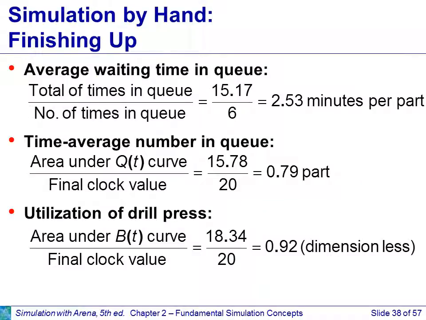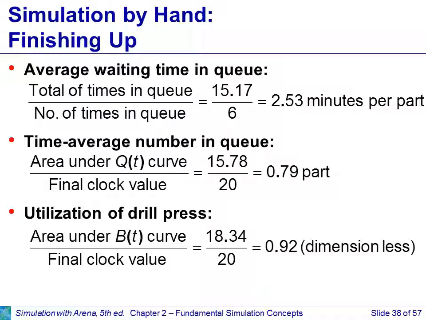So using the statistics that we got, the total waiting times in the queue and the number of waiting times in the queue, we can get the average waiting time in the queue. So we divide 15.17 by 6, and the average waiting time in queue is 2.53 minutes per part. We also can get the time average number in the queue, and that's obtained by dividing the area under the QT curve by the final clock value, because the area under QT is the same as integrating QT over time. So we got this 15.78, we divide by 20, this is 0.79 parts.